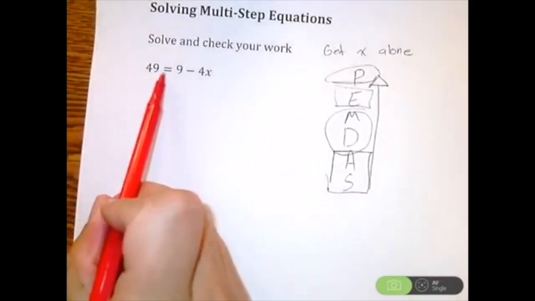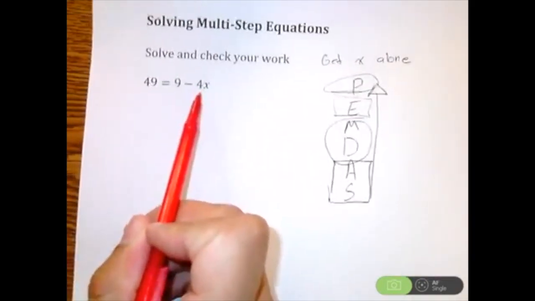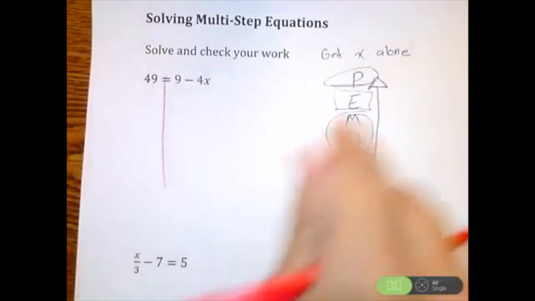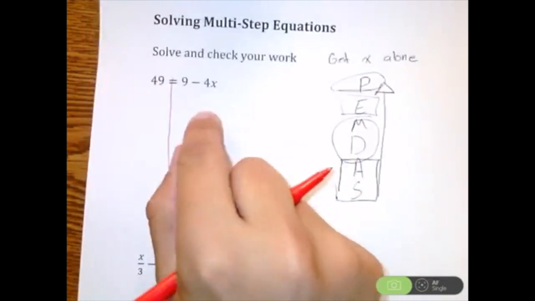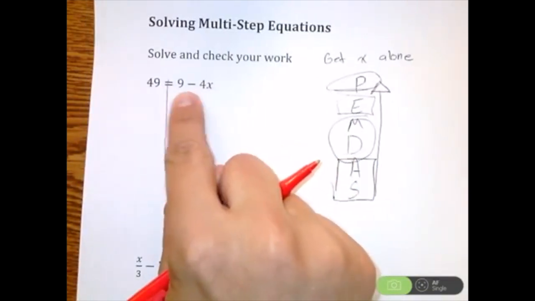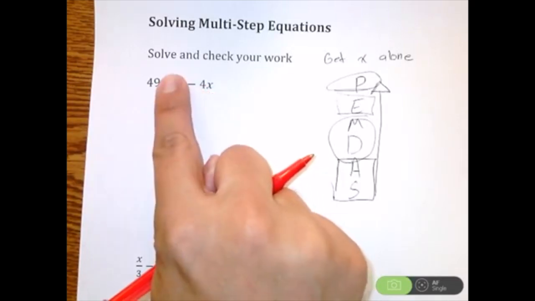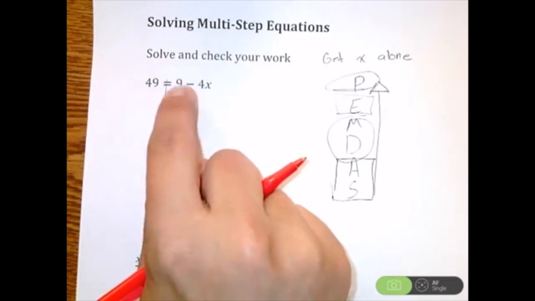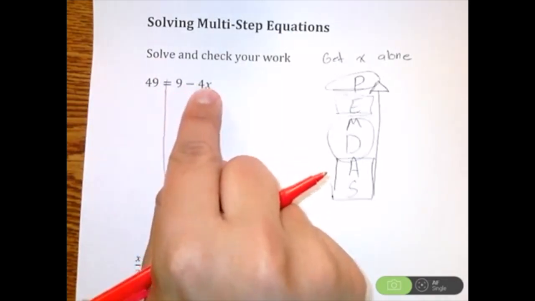So I have 49 equals 9 minus 4x. What I do is I look at what side has the x, because remember we're trying to get x alone, that's where the focus is. So I have this 9 minus, so we have a subtraction, 4x. When you see that 4 and that x together, that means multiplication, 4 times x. So we have subtraction and multiplication.